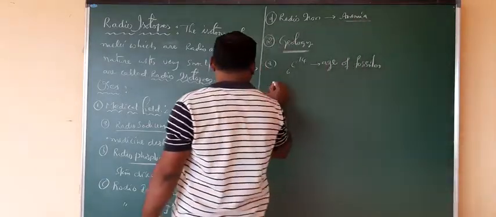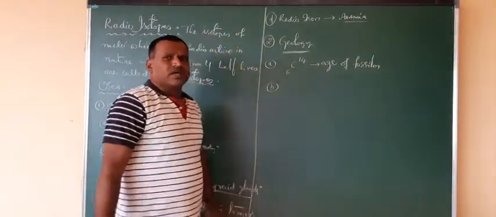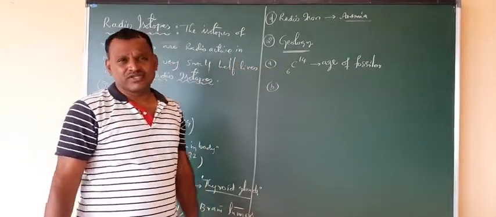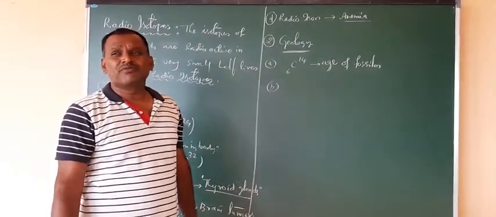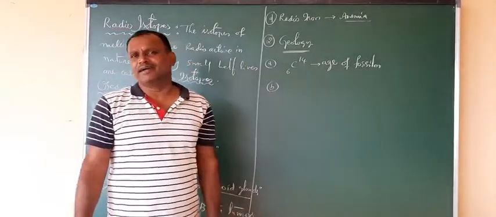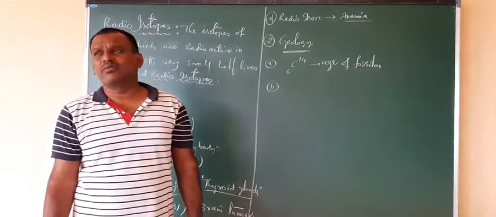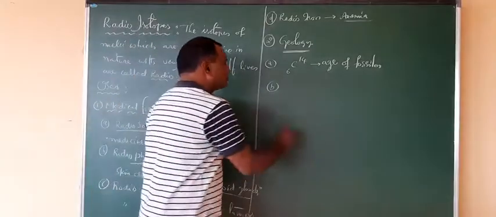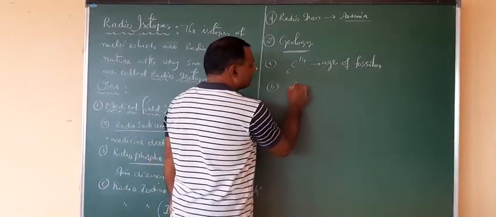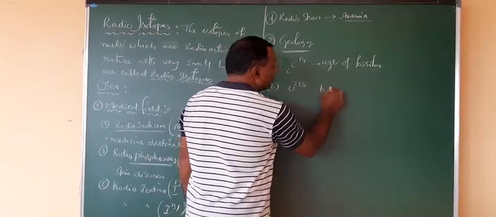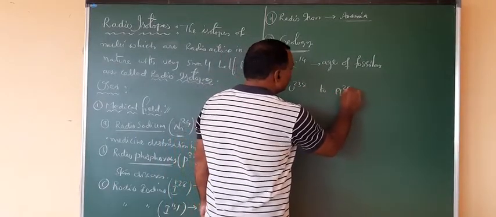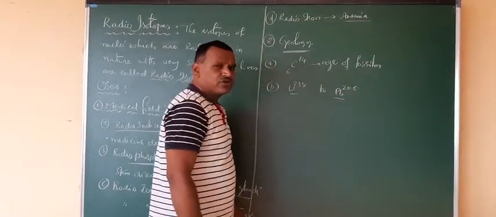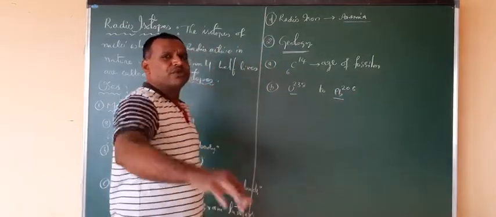And also the age of rocks can be determined. In geology we find the age of rocks by comparing the amounts of uranium and lead. From the ratio of the masses of uranium and lead in a given sample, we can find the age of the rocks. Here uranium-238 and Pb-206. The ratio of these two can be used to determine the age of that rock.